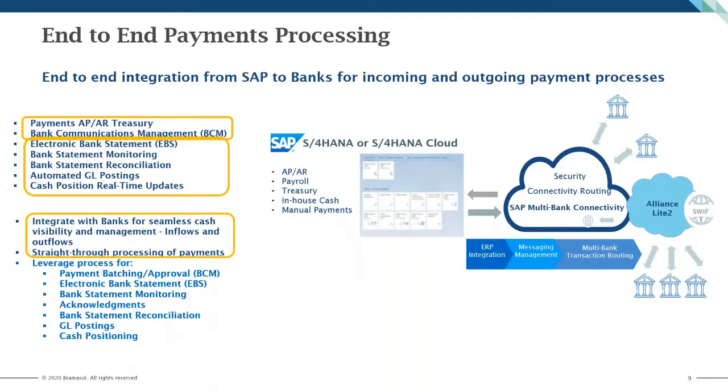So with looking at those end-to-end payments and processing, we're really looking at how we can get that end-to-end integration, as Haresh was just saying, from SAP, from our banks, incoming and outgoing payments. So last time we were talking about all of our payments from payables and receivables and treasury, using the bank communications management for batching those payments as well as the approval processes.